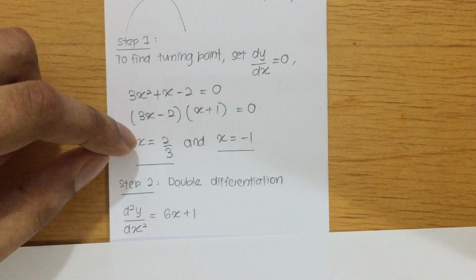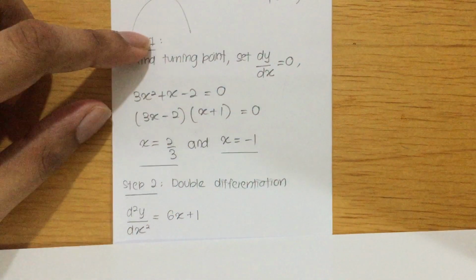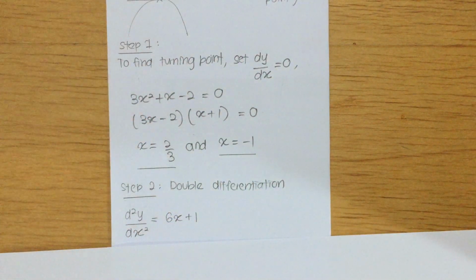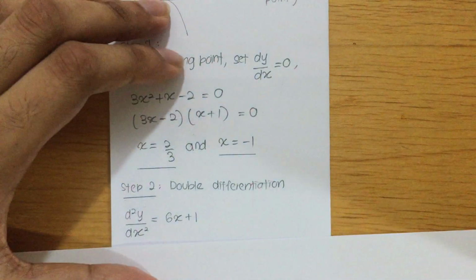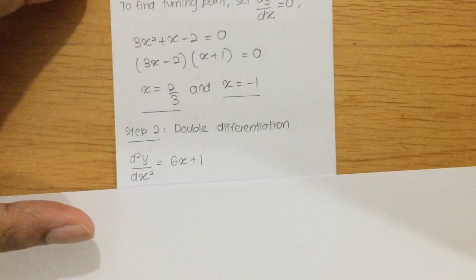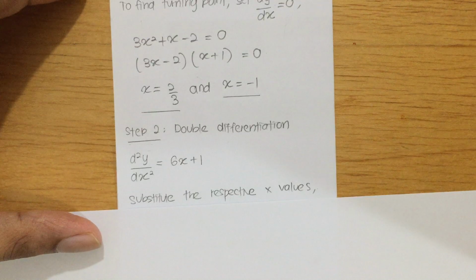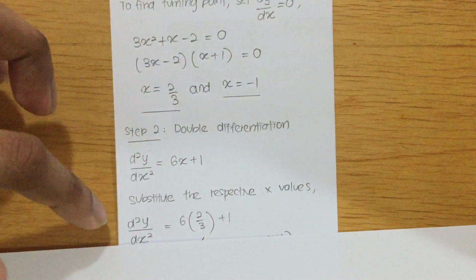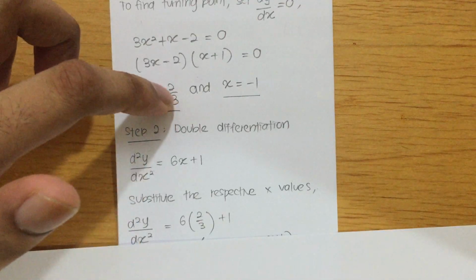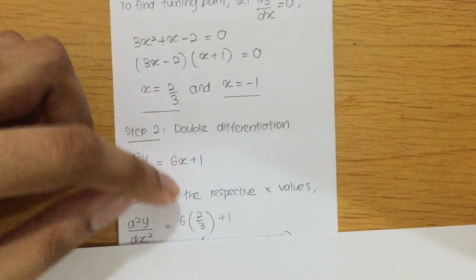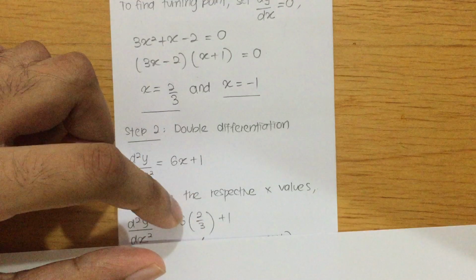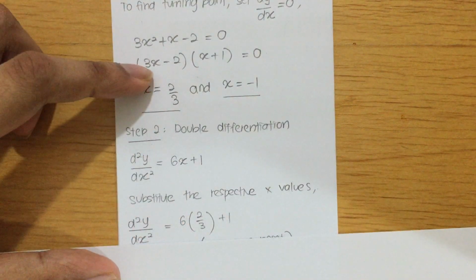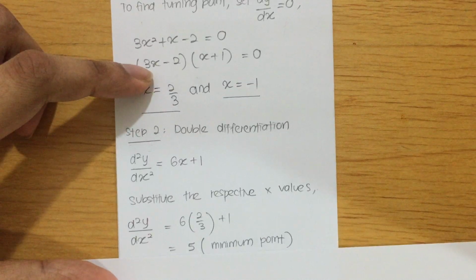So what we're going to do now is substitute each x value and determine whether the x value gives us a maximum value or minimum value. Okay. Substitute the respective x values. So we're going to start with d²y/dx². We're going to substitute 2/3. So when x = 2/3, 6 times 2/3 plus 1. So you get d²y/dx² equals to 5.